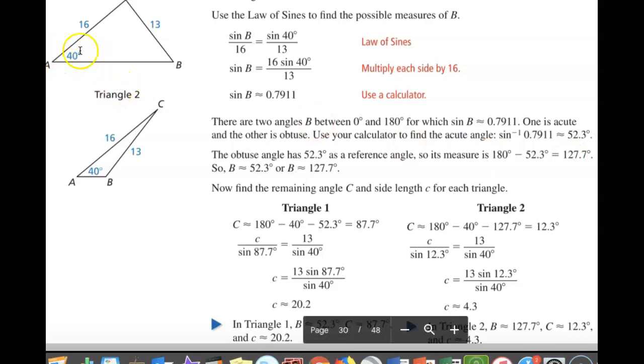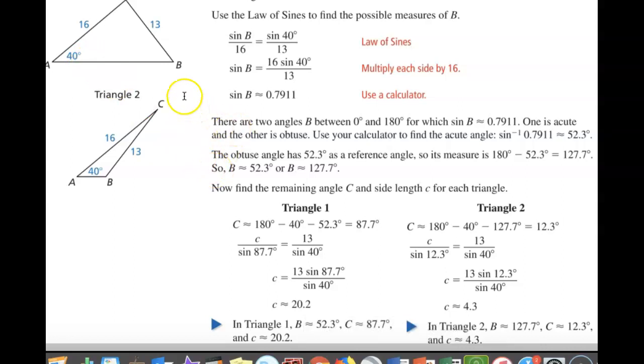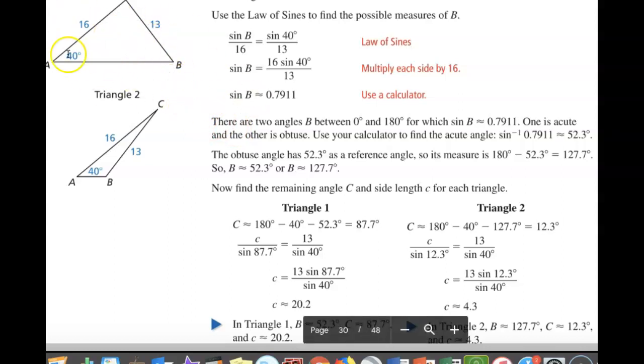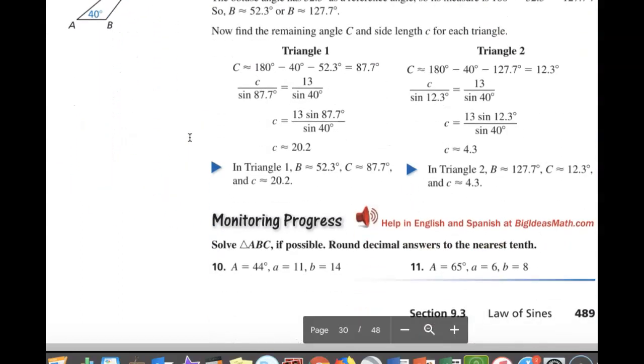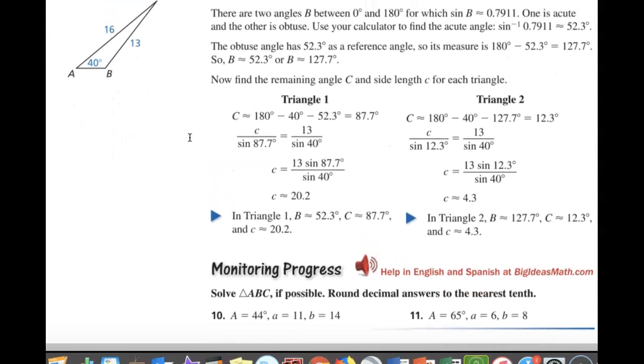127.7 plus the original angle we're given, angle A, adds up to less than 180 degrees, which means we can have two separate triangles. We can have the obtuse triangle here, and then we can have the even more dramatically obtuse triangle here. So that is the ambiguous case.